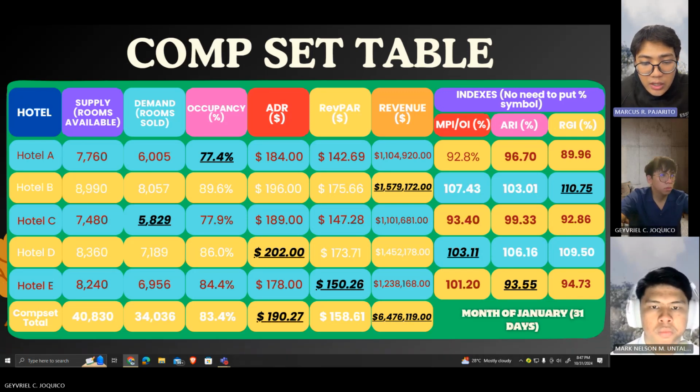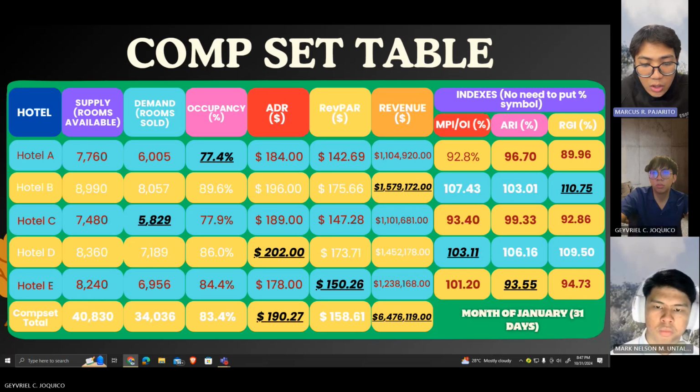The average rate index, or ARI, compares a hotel's average daily rate, or ADR, to the average ADR of its competitors. An ARI above 100 means the hotel is achieving a higher rate than its competitors. For instance, Hotel B has an ARI of 103.01, indicating that it not only fills its rooms effectively but also sustains a premium pricing strategy. The combination boosts its revenue potential, positioning Hotel B as a leader in both occupancy rate and rate.